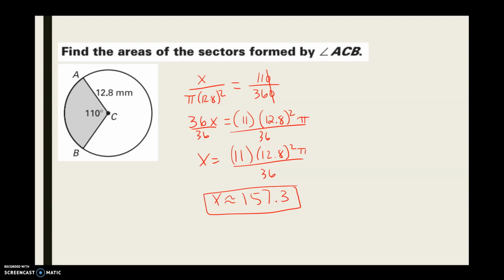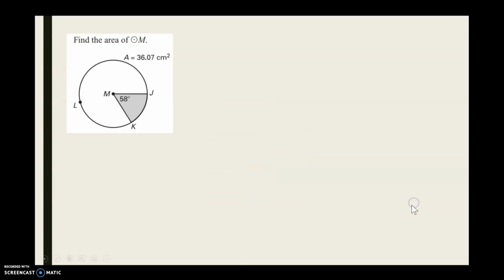All right, and one more problem, but we're going to have to work backwards on this one a little bit. This one is asking you to find the area of your circle M. So you're asked to find the area of your entire circle. And they're telling you that the area of this arc right here is equal to 36.07. So the area of this sector, whatever is shaded, that's what they're telling you the area is. So 36.07 is the area of that sector. And they're asking to find the area of the entire circle.